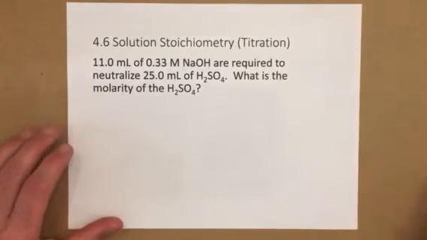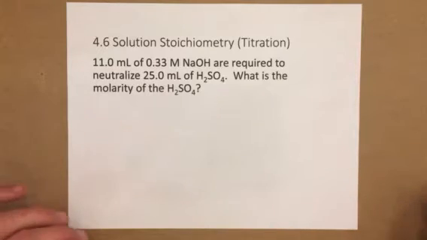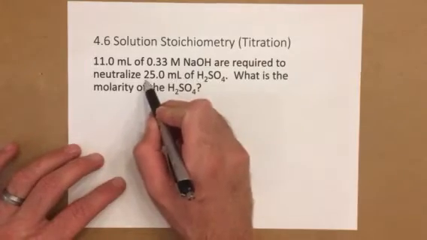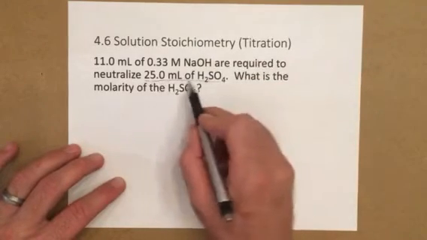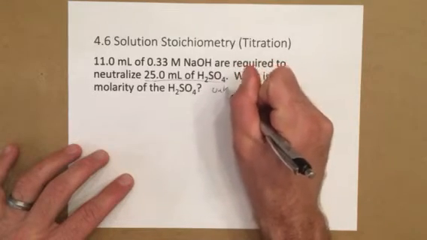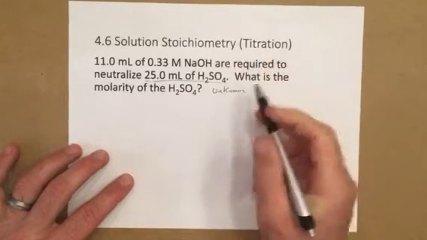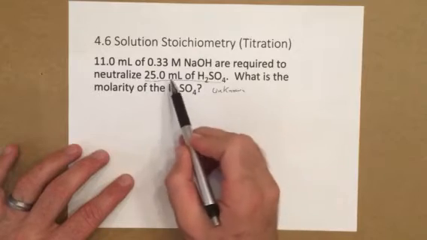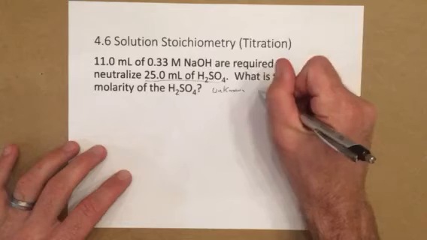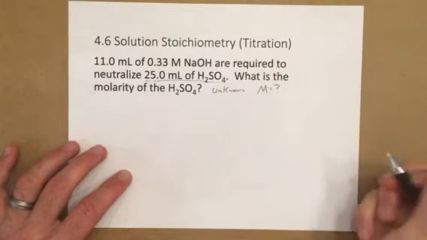So titrations are typically done to find the concentration or the molarity of an unknown solution. So in this case, our unknown solution is the 25 milliliters of sulfuric acid. That's our unknown. With the unknown, you know what the solution is typically, and you know the volume of the solution. But what's unknown is the molarity, and that's what we're going to try to find.